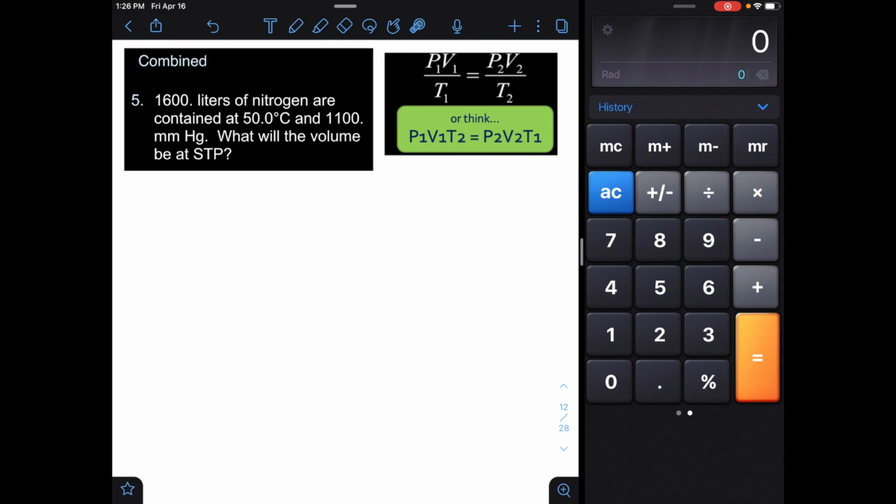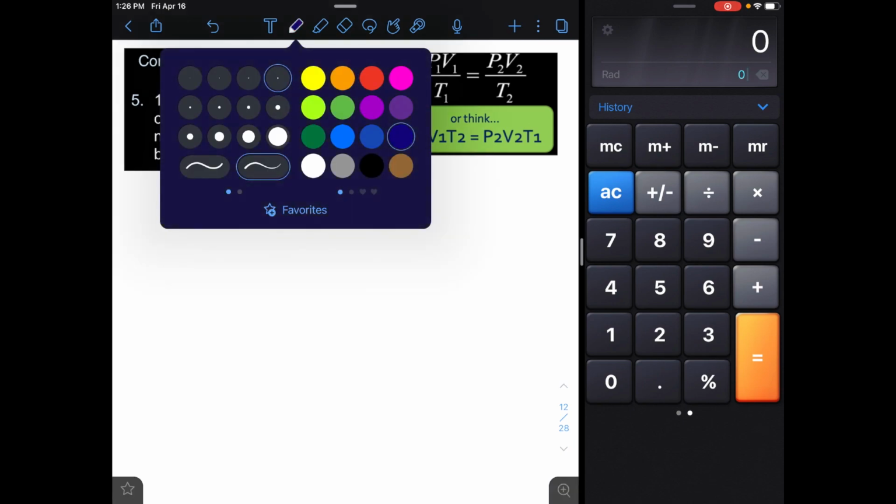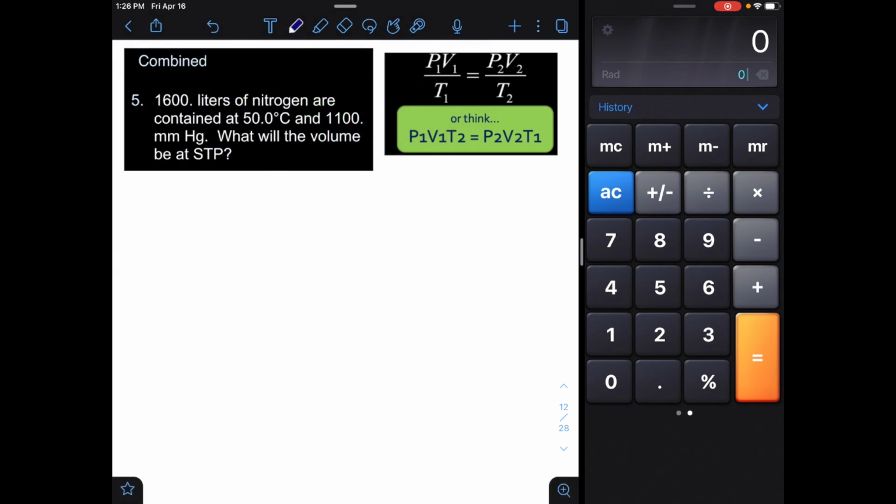Okay, one last question here. One more combined gas law problem. I'm going to go ahead and collect my variables. So I've got 1,600 liters. I'm going to call that V1. 1,600 liters of nitrogen are contained at 50 degrees Celsius. Remember, 50 plus 273 equals 323 Kelvin.